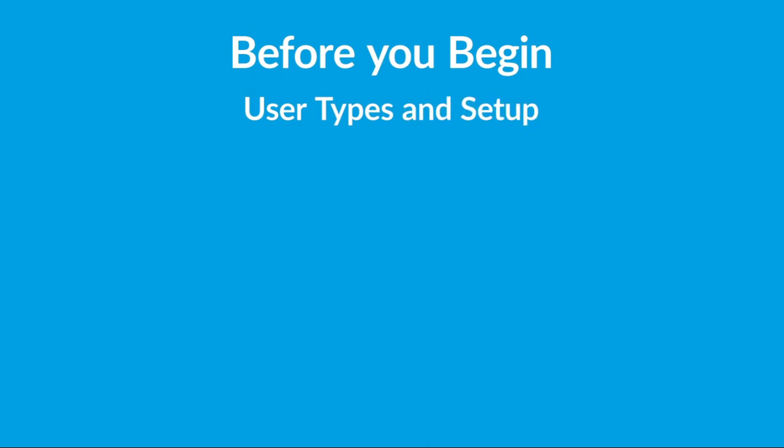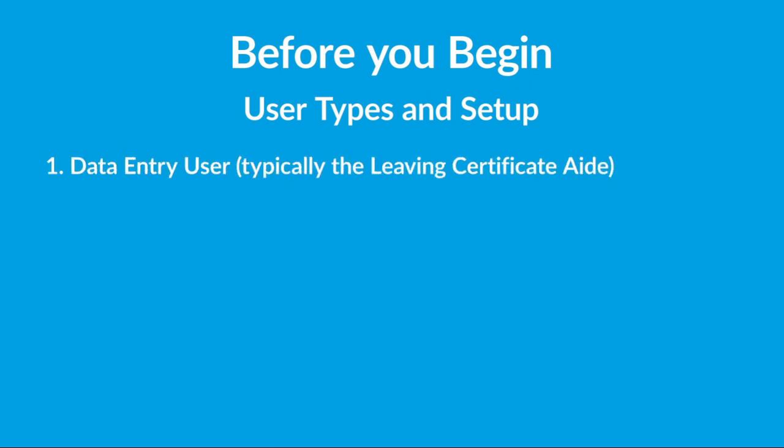There are two user roles required to enter, approve, and submit estimated percentage marks. They are the data entry user or users, typically the Leaving Certificate aide, and the approver, typically the principal, to whom this video was catered. Video guides assisting the data entry users for Leaving Certificate and Leaving Certificate Applied students are also available.